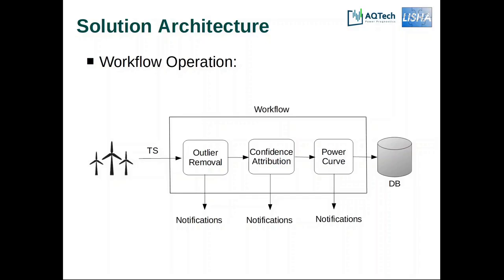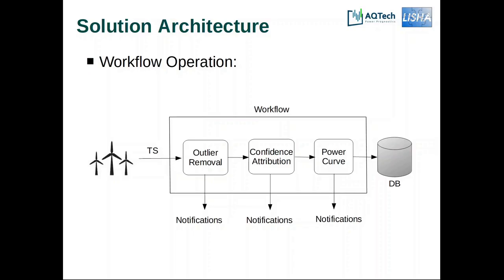After building and training the predictors and finding the optimal parameters for the power curves, the workflow at the IoT platform for the proposed solution is shown here. The time series sent by the wind turbines will be processed first by a simple outlier removal algorithm. Knowing the statistics from previous data samples, the values that are distant from the mean by more than 3 times the standard deviation are discarded as outliers. If not marked as discarded, the next step is to run the confidence attribution algorithm.